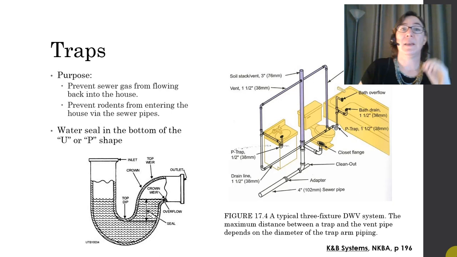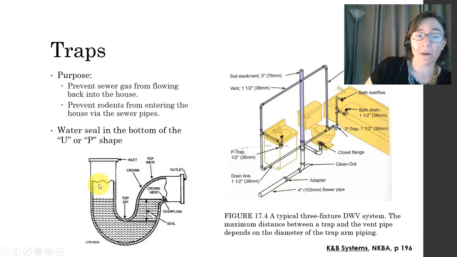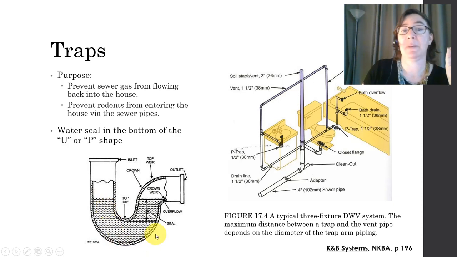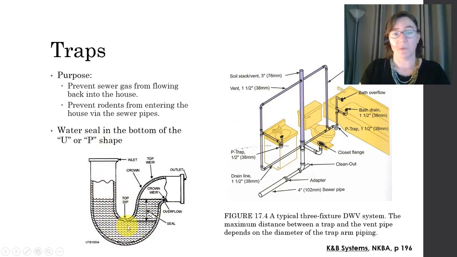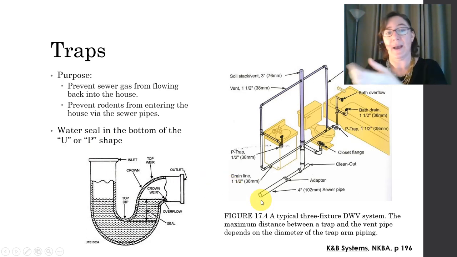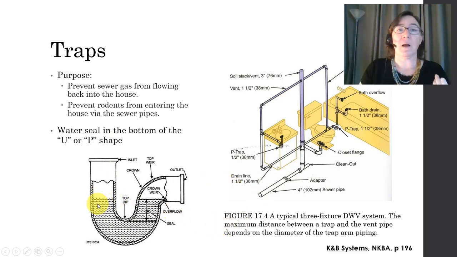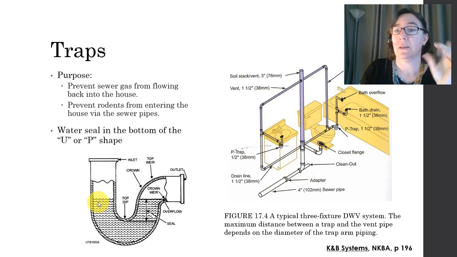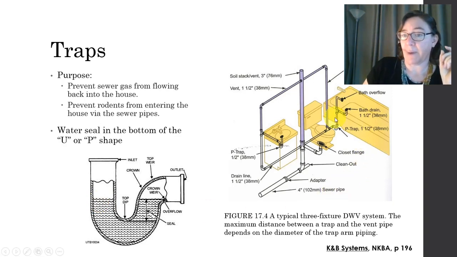And it is literally water sitting within a U shape or a P shaped pipe. So as you flush, the waste goes out, but always some water will sit in this pipe and create the seal. And so we see a P-trap right here when we were just looking at that example of the bath drain.